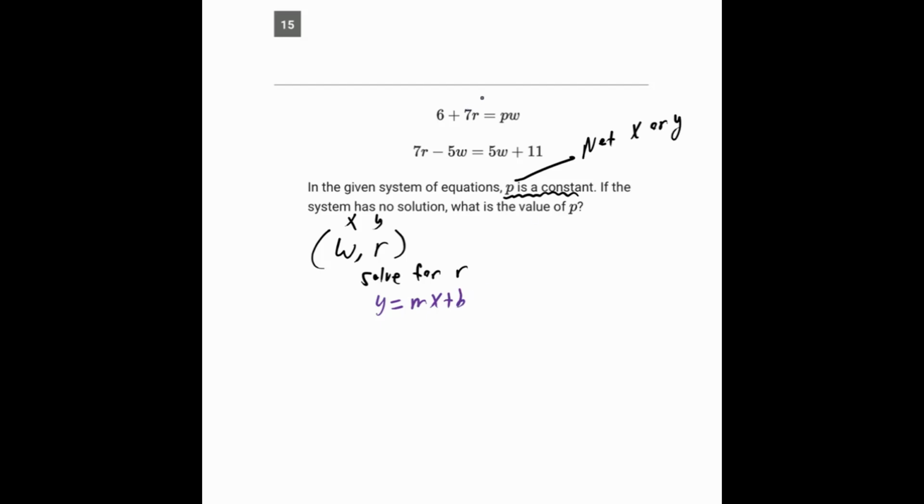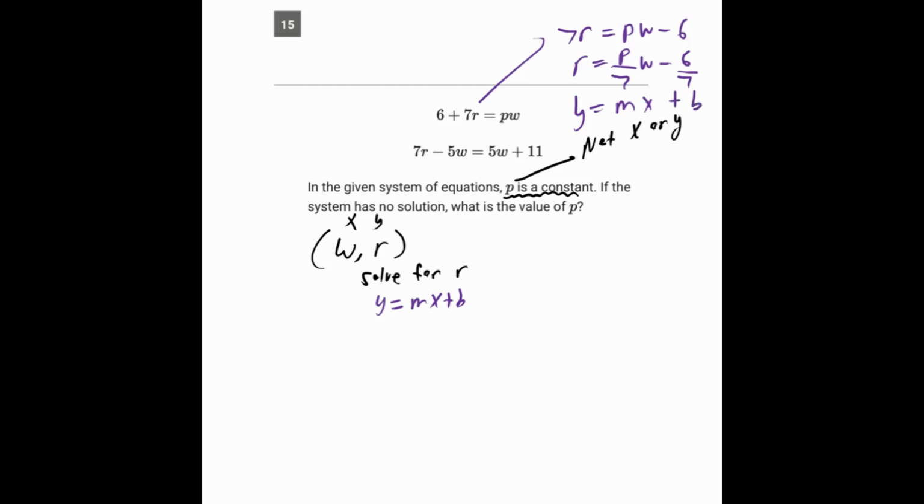So for the first equation, we can take away 6 from both sides. 7r is pw minus 6. And then we can divide by 7. R equals p over 7 times w minus 6 over 7. So this was a careful little thing because when we were dividing by 7, we could have said w over 7 times p, which is equivalent. But we want mx plus b. We want y equals mx plus b.